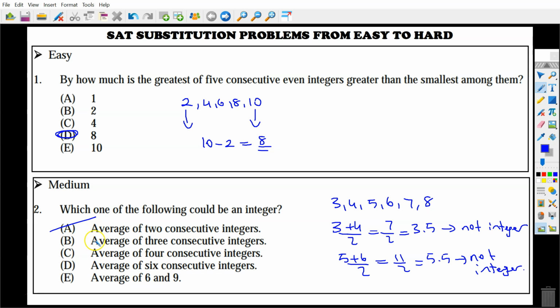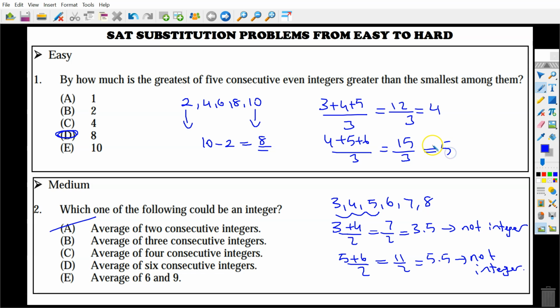Alright, let's move on to the second answer choice. It says average of 3 consecutive integers. Let's choose 3, 4, 5. So we get 3 plus 4 plus 5 divided by 3, so we get 12 divided by 3. The answer will be 4, which is an integer. But we need to also try other 3 consecutive integers. So let's choose 4 plus 5 plus 6 divided by 3. So we get 15 divided by 3, and then we get 5, also an integer.